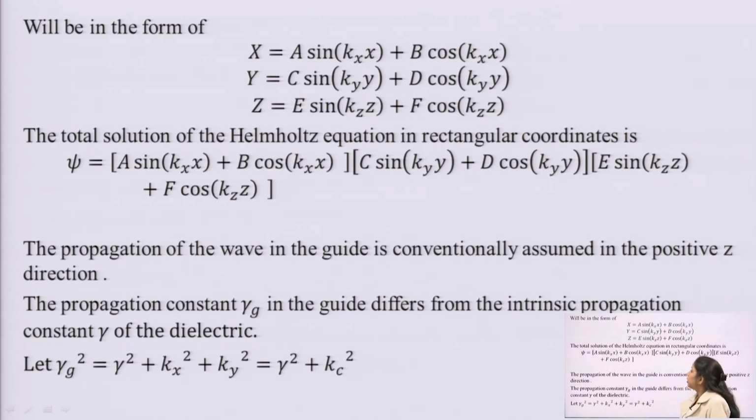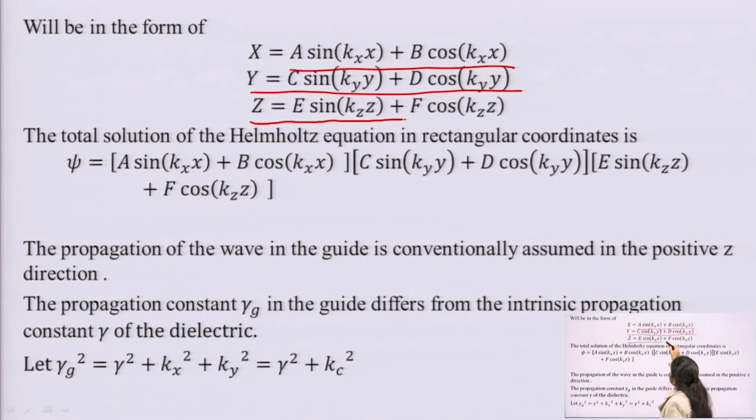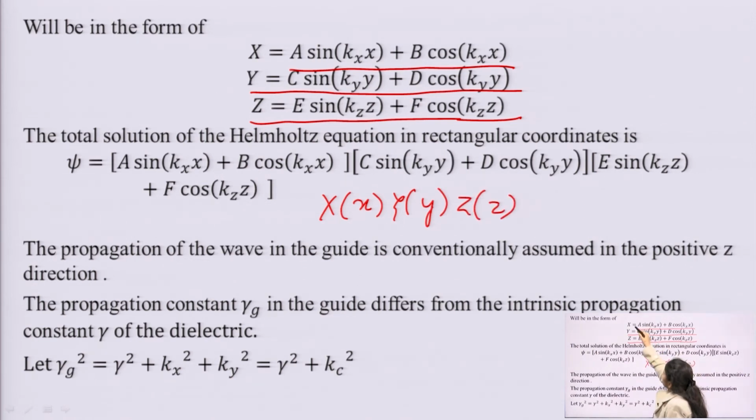And when we solve this, it will be in this form: X is equal to A sin kx x plus B cos kx x, Y is equal to C sin ky y plus D cos ky y, Z is equal to E sin kz z plus F cos kz z. So, the total equation will be what? The total equation is our X(x), Y(y) and Z(z), that is, in terms of x, y and z.